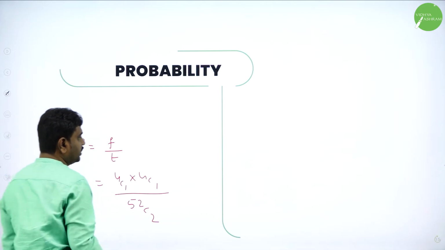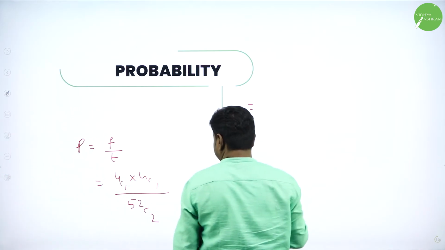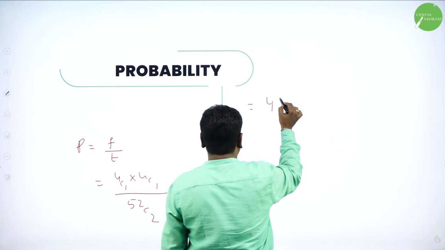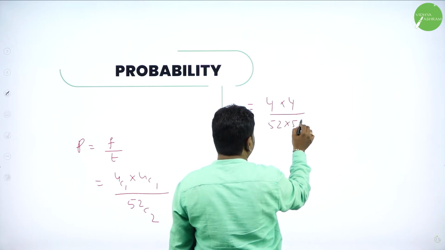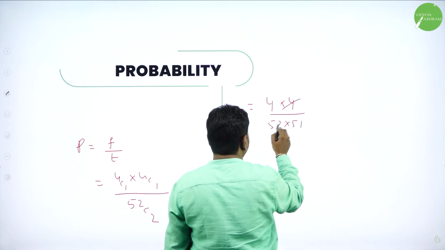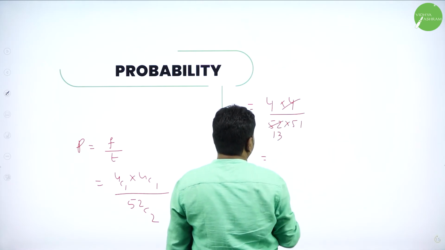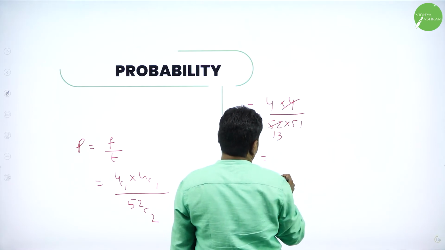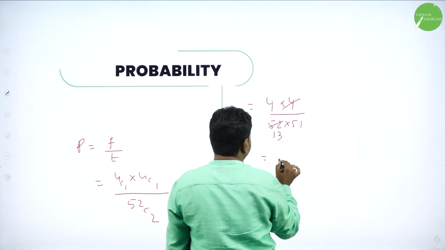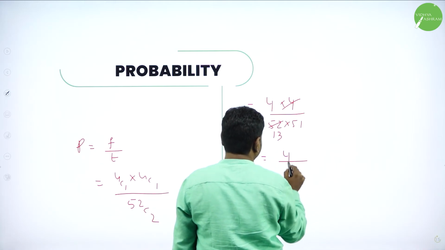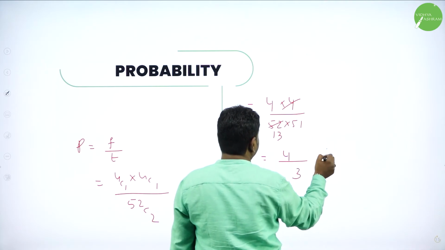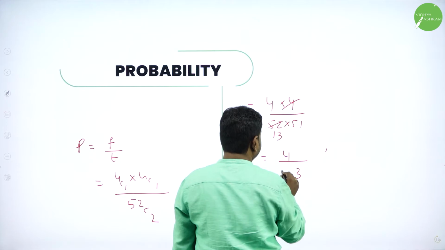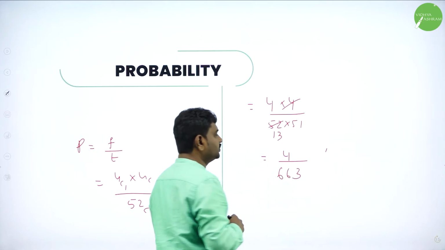King and jack. So now 4C1 is 4 into 4C1 is 4, divided by 52C2, which is 52 into 51 by 2. 4 ones are 4, 4 13s are 52. So that's it. 13 ones are 13, 13 fives are 65, 663 is the answer.